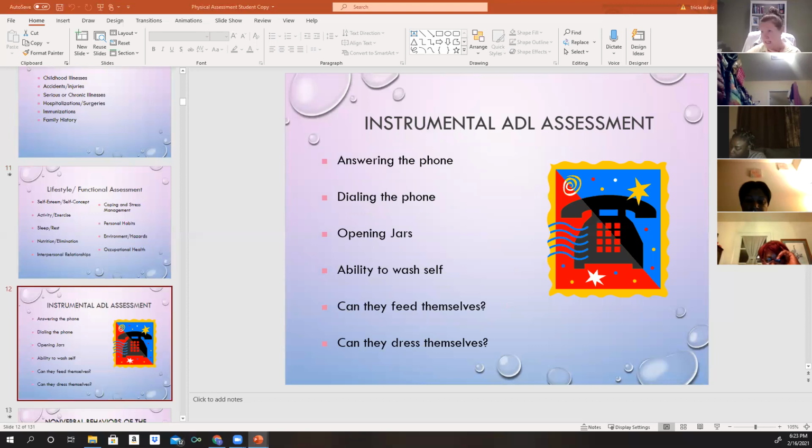This ADL assessment is very, very important, especially for your older patients. Can they answer the phone? Can they make phone calls? That's important because especially if they're living alone, you want to know that they're able to get help if they need help. How weak are they? Can they open jars? Do you think they have the ability to sit in front of the sink and wash themselves every day? Can they cook for themselves? Can they feed themselves? Are they able to safely get themselves dressed?